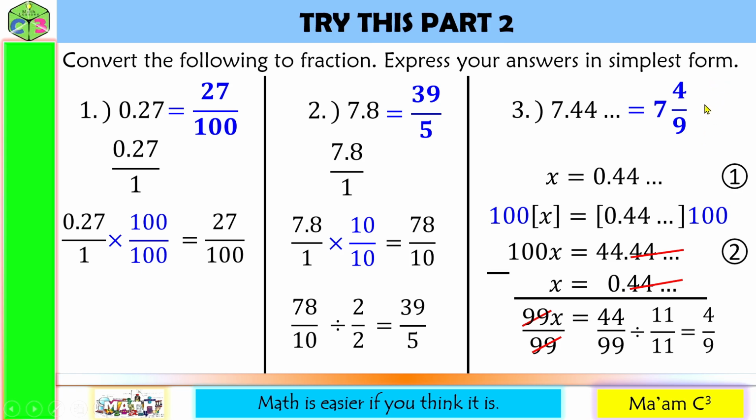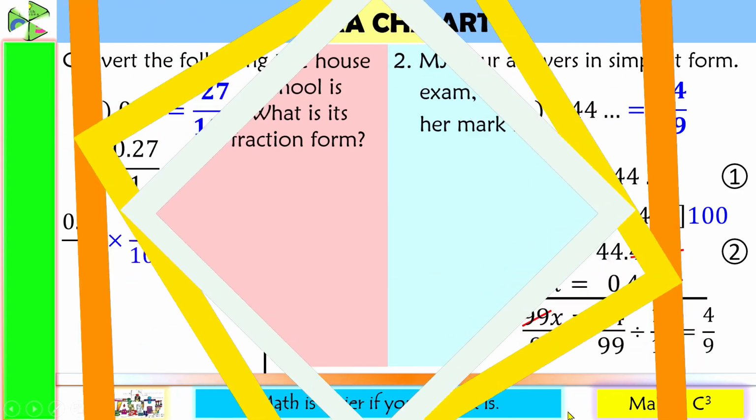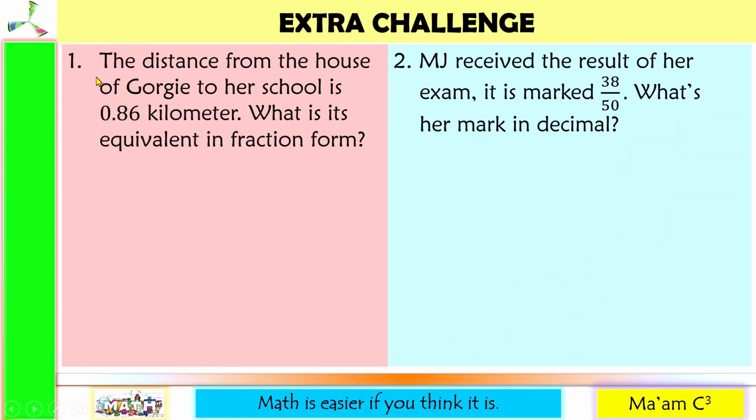67 divided by 9. Let us do the extra challenge. Number 1: the distance from the house of Georgie to her school is 0.86 kilometer. What is its equivalent in fraction form? So we have 0.86. We're going to divide this by 1. Since there are two decimal places here, we're going to multiply our fraction by 100.